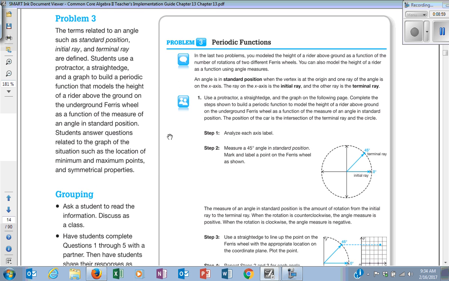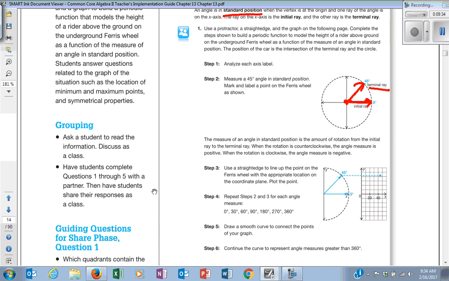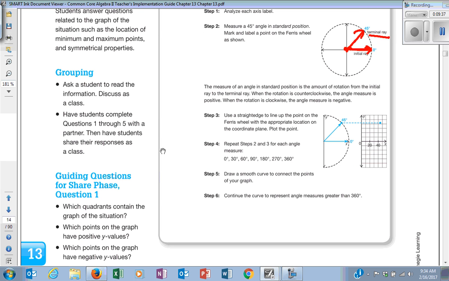All right, standard position. Standard position is when the vertex is at the origin. Remember, the origin is right here on an X and Y chart, and one of the angle's sides is the x-axis. If I have any angle coming off of that, it is called in standard position. The initial ray is the one that is on the x-axis. This one is called the terminal ray. So those are the things they're going through. All right, so use a straight edge.